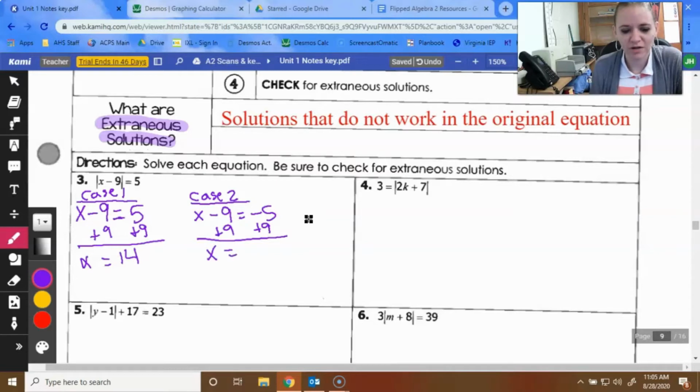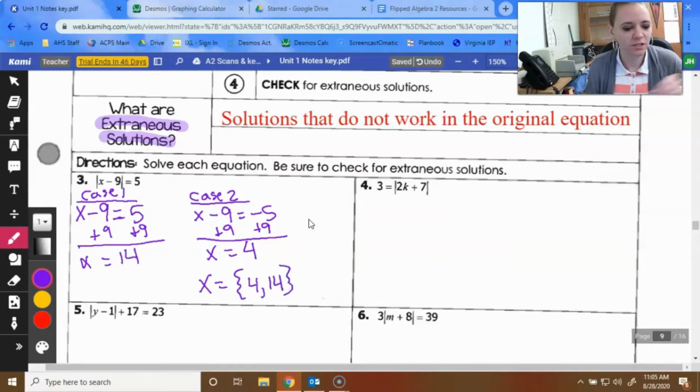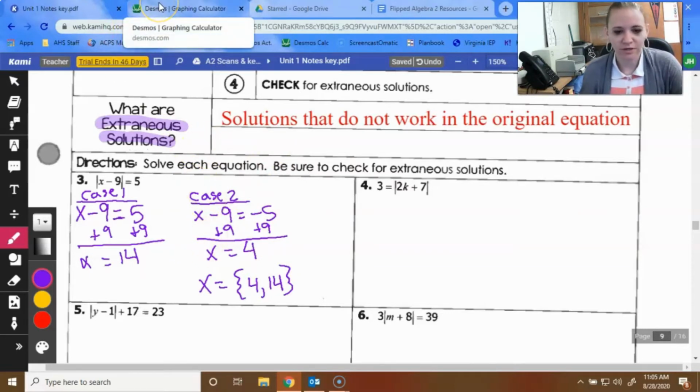All right, negative 5 plus 9 is 4. Yeah, it is 4. And so therefore, we're saying that the two solutions are 4 and 14. Let's go ahead and see what this looks like on a graph. So go ahead and get Desmos open or your calculator out. I'll go ahead and start with Desmos.